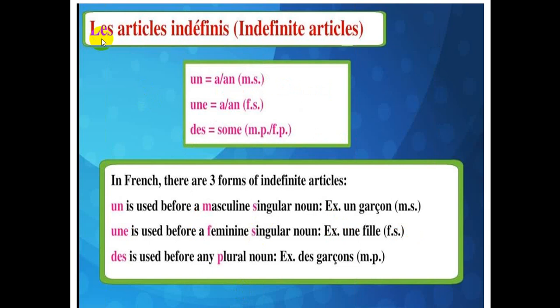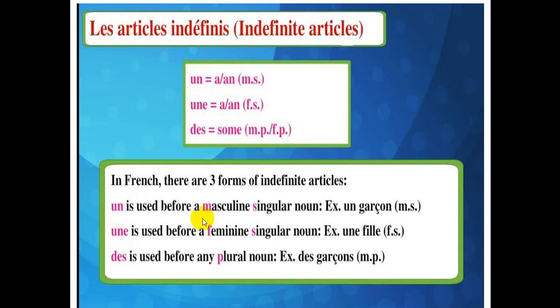Okay, in this slide, we have indefinite articles, which is les articles indéfinis in French. And in indefinite articles, we have three forms of articles, I would say. First is un, une is second, and our third one is des. As you can see, the meaning of un and une is a or an, and des means some. Now meanings are clear, but how can we use them?